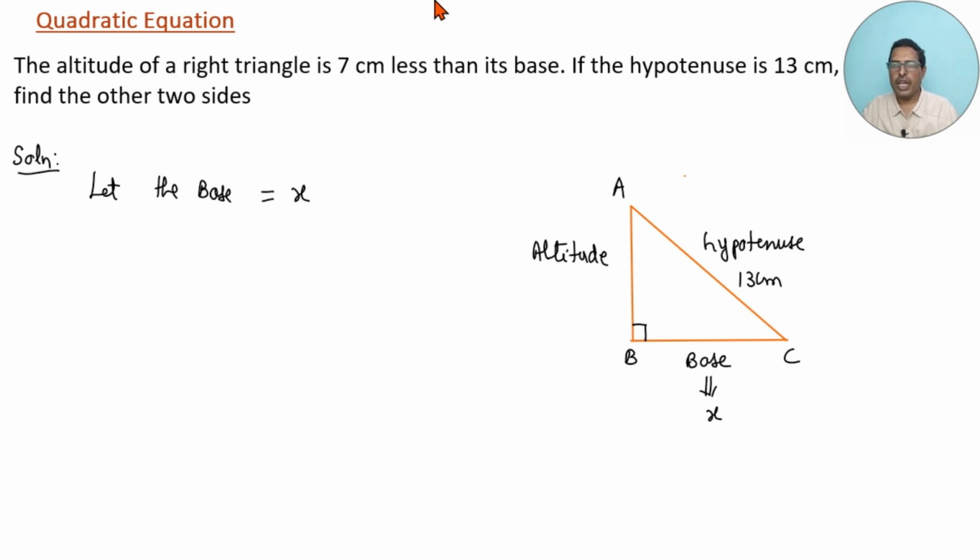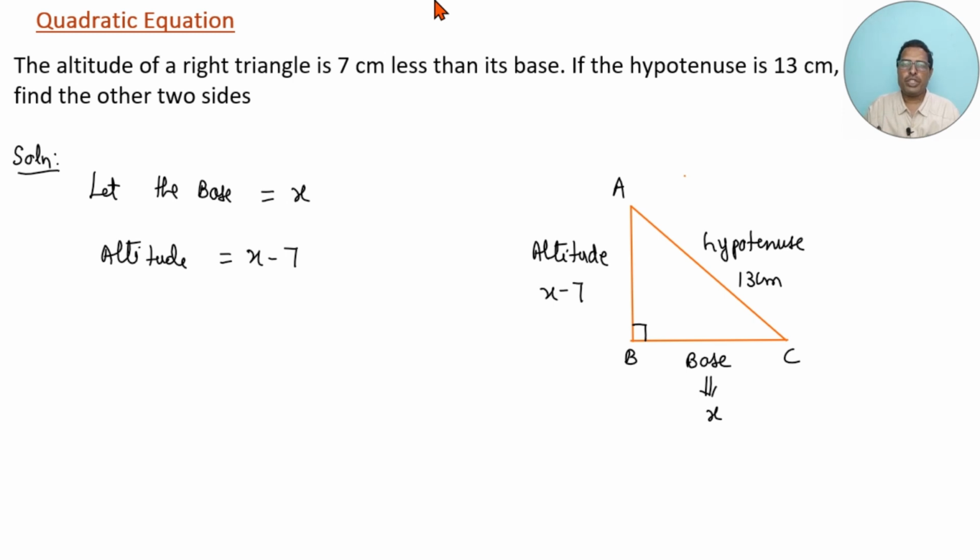If base is x, it says in the question the altitude of the right triangle is 7 centimeters less than its base. So if x is the base length, 7 centimeters less, that means minus 7 will give the altitude. Why am I taking minus 7? Because it is 7 centimeters less. So x minus 7 will give you the altitude. Therefore we have the altitude of the right angled triangle equal to x minus 7.